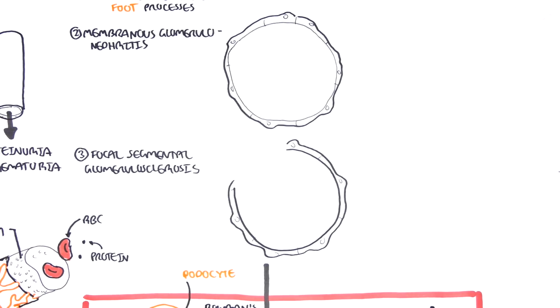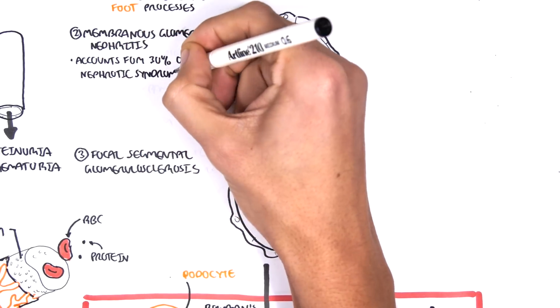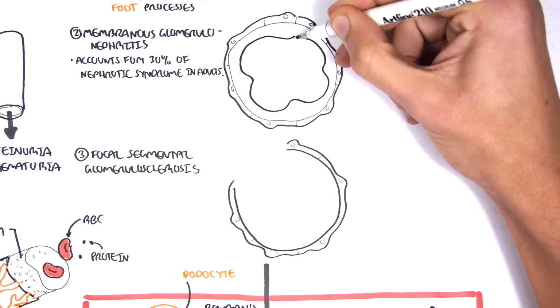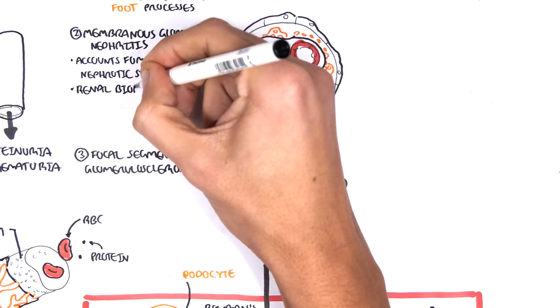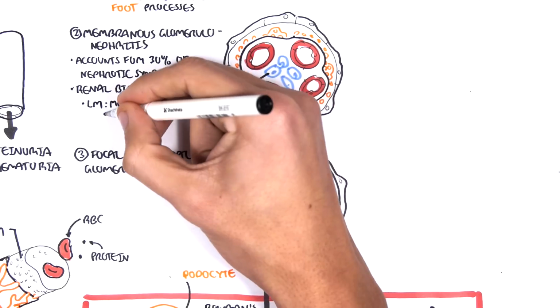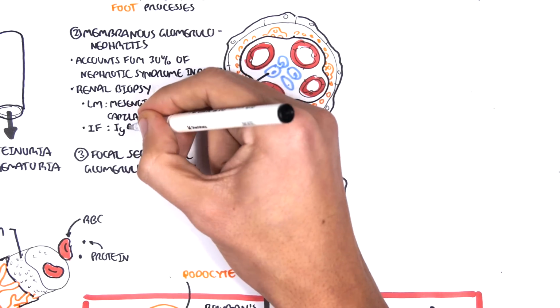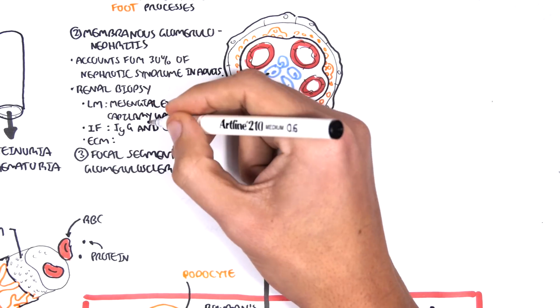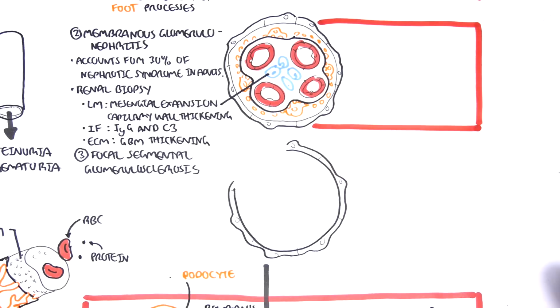Next, membranous glomerulonephritis. It accounts for 30% of nephrotic syndromes in adults. Renal biopsy shows in light microscopy mesangial expansion and capillary wall thickening. Immunofluorescence shows IgG and complement 3 protein. Electron microscopy will reveal glomerular basement membrane thickening.